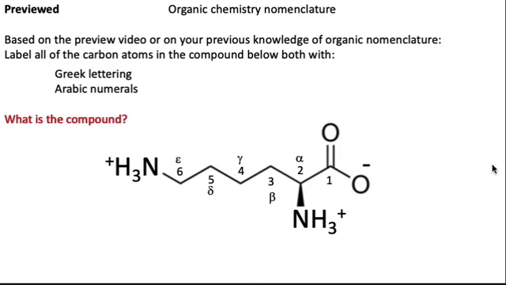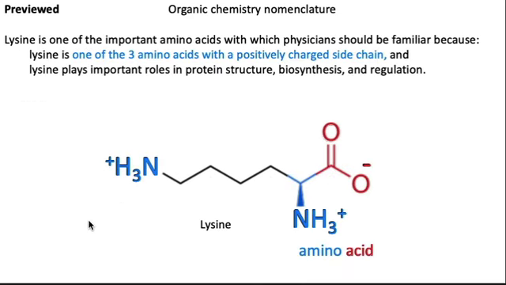By the way, do you recognize something about this compound? First of all, what is the general category of compound and why is this important? And second of all, what is the specific compound? Well, I'm hoping that you recognize that it has an amine and an acid, hence it is an amino acid. And the side chain is positively charged. This turns out to be lysine, and it is one of the important amino acids.